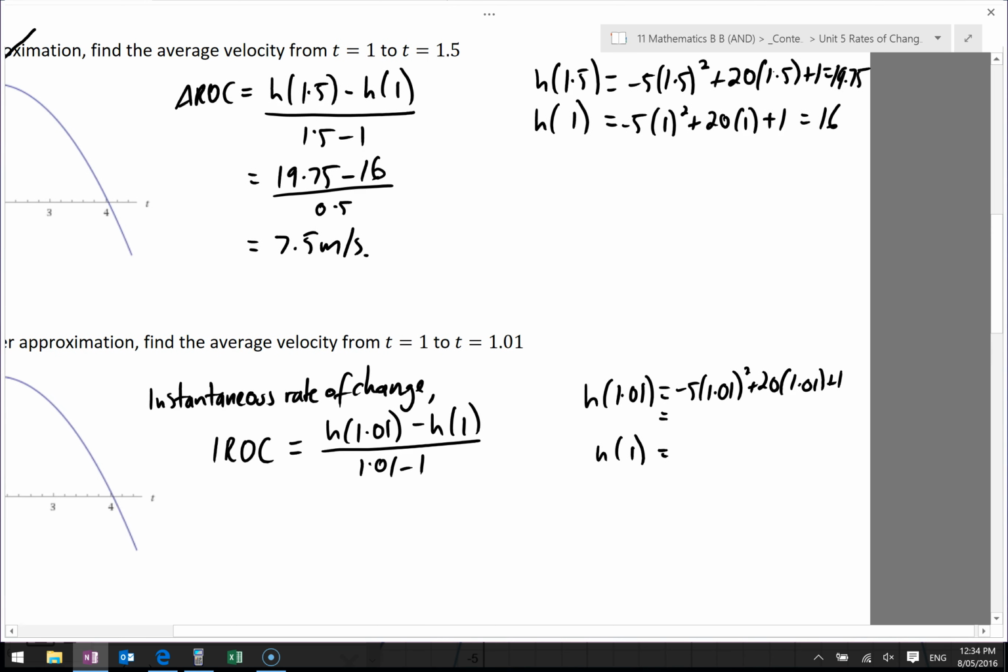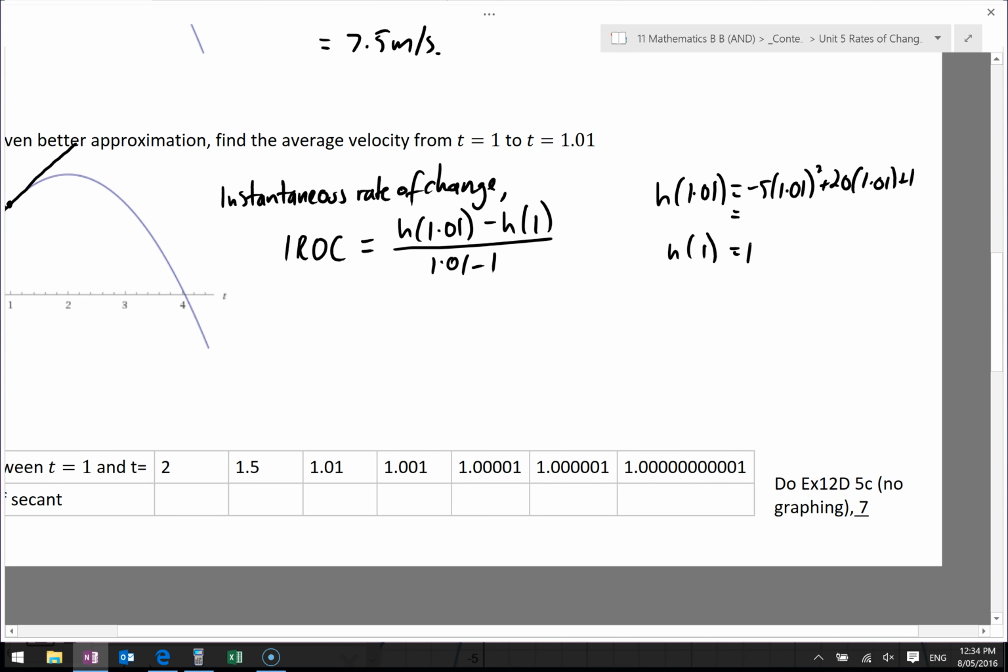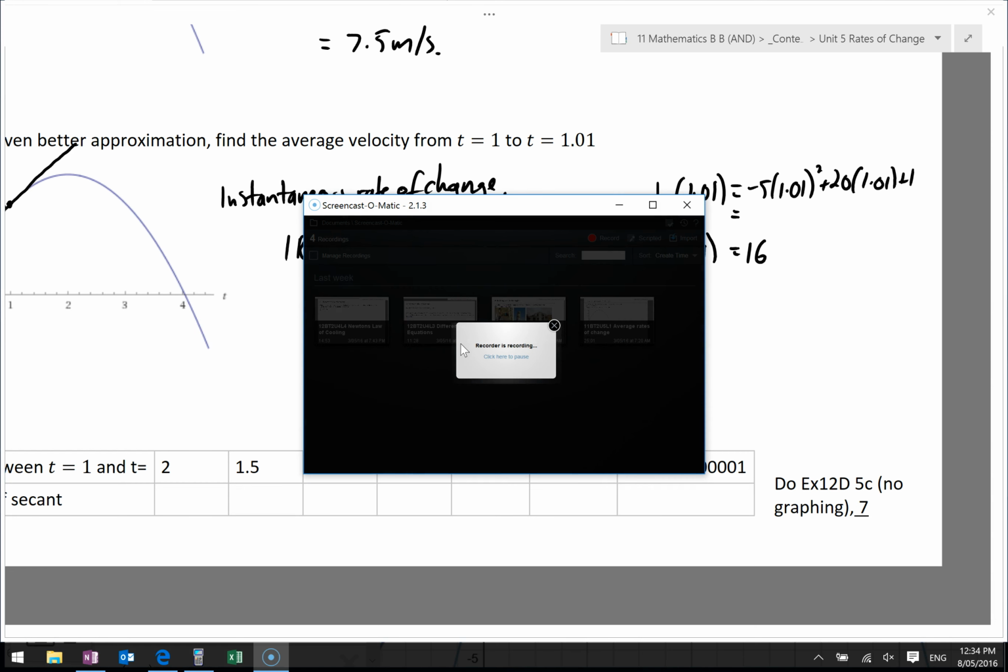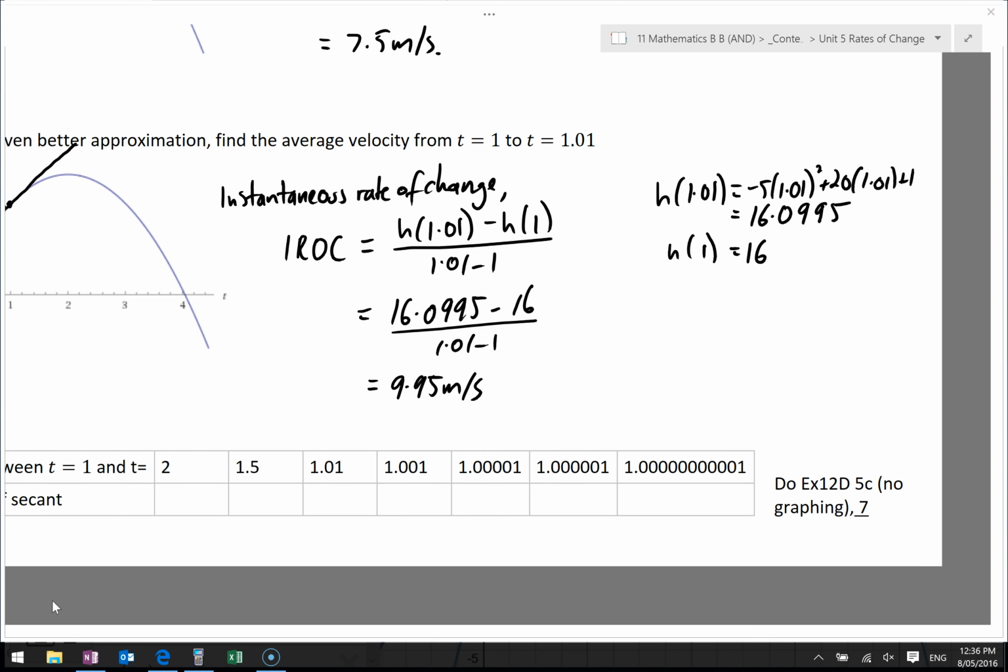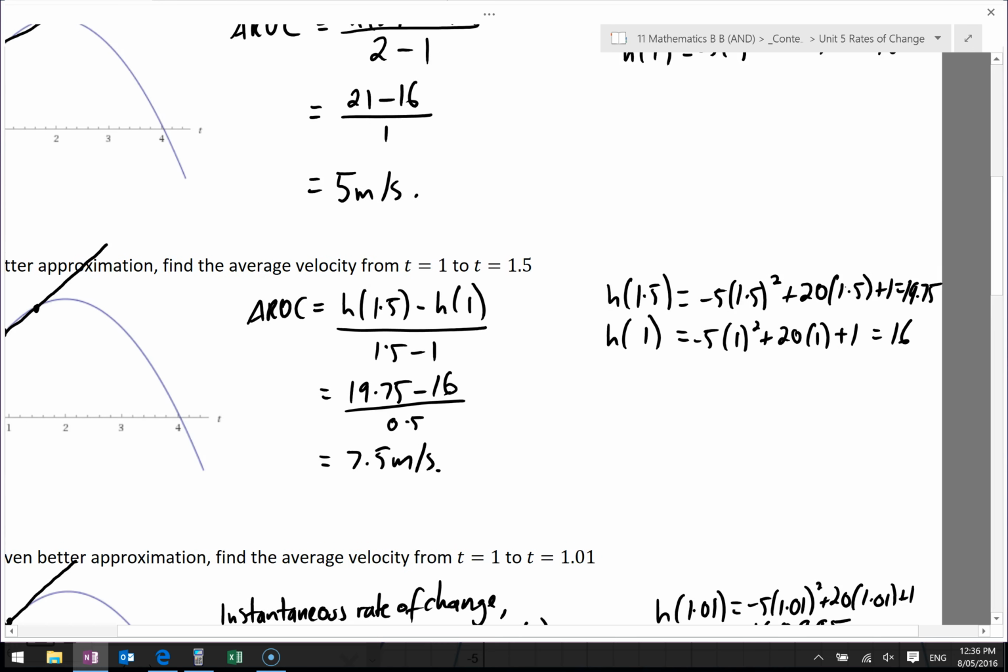Okay, we already know what h of 1 is. That's been 16 all the time. Okay, have a go at calculating the instantaneous rate of change. Okay, hopefully you got 9.95. And we can see some sort of pattern occurring. This will be our best approximation. That's probably as far as we'll go. Let's look at this pattern.